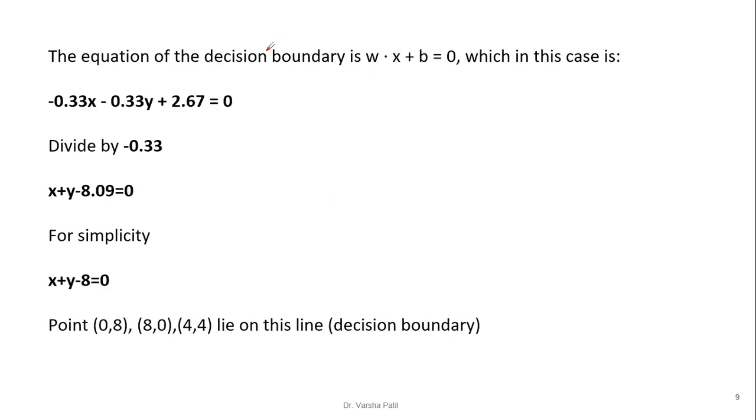The equation of the decision boundary is W x plus B equal to 0. Here we are getting W as minus 0.33 and minus 0.33 and B as 2.67. If we write down this equation, instead of x5 we can write x1 x2, it all depends on how we represented the column names. So this is the two-dimensional data. When we divide by minus 0.33, we get this form: x plus y minus 8.09 equal to 0. For simplicity we will just keep minus 8, so x plus y equals 8. The points (0,8), (8,0), (4,4) lie on this line, because the line equation is x plus y equal to 8.